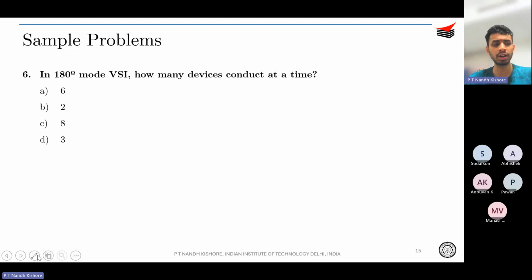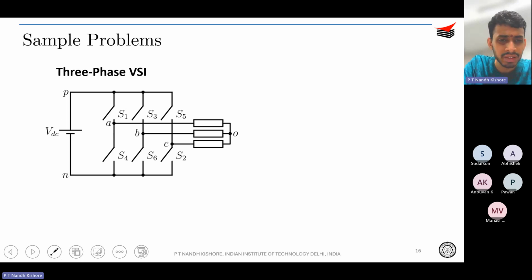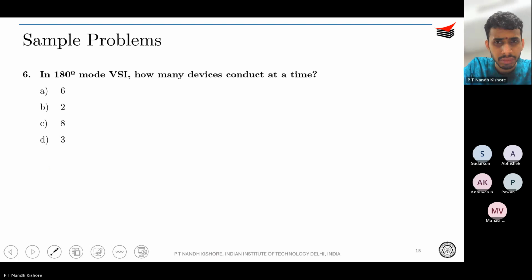Okay, so coming back to the same question. In 180-degree mode VSI, how many devices conduct at a time? Again, it's for the same question, right? You know the answer, I guess, by now. Just draw the waveforms and draw the topology. Simple. Okay, so you have drawn the converter over here. Draw the waveforms as well. So S1, S3, S5 you have over here, and then your VAB as well, and VA naught of course you know. The question is how many devices conduct at a time?